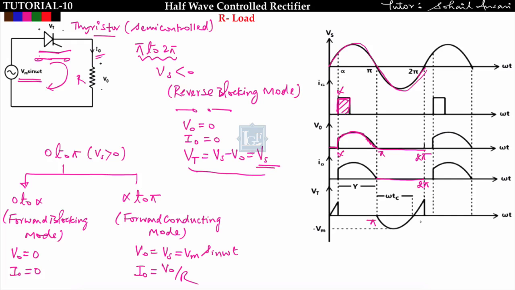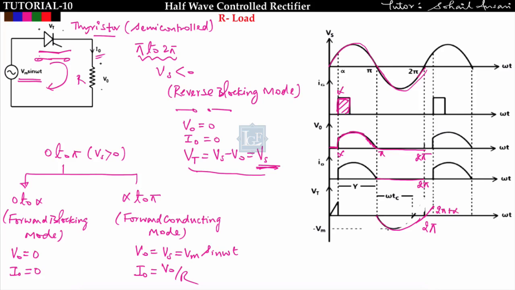See, from pi to, this is 2 pi, right? I think there is a mistake in this waveform. The waveform will look like this. From pi to 2 pi, the voltage across the thyristor Vt will follow Vs, that is equal to Vs. So the waveform will somehow look like this. It will follow Vs like this, and again after that it will move into the forward blocking mode like this. Okay, this is 2 pi plus alpha.